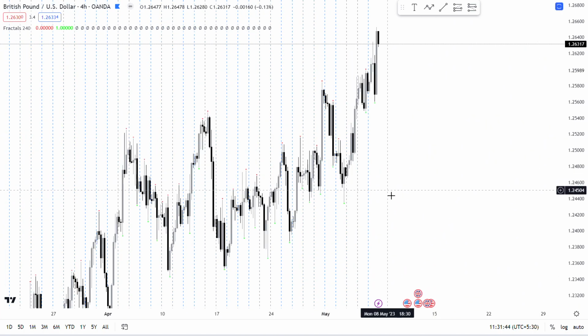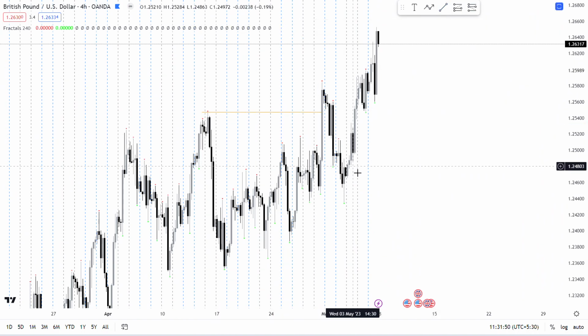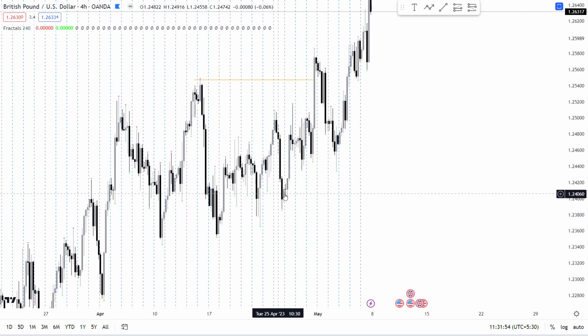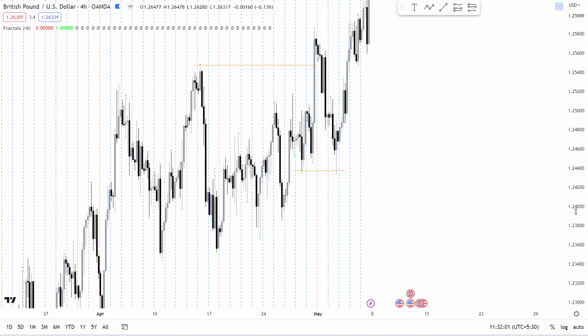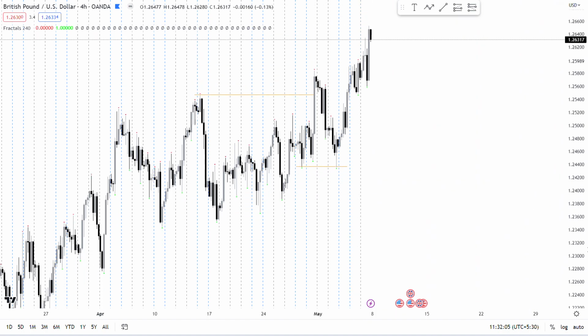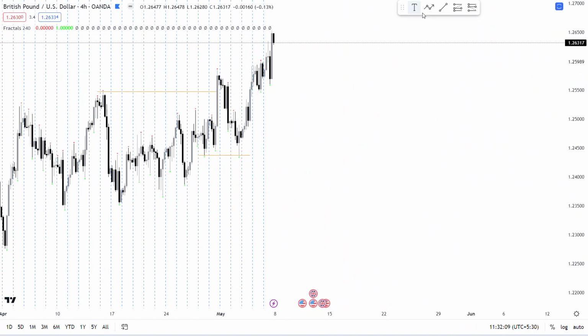I always, before coming to the day, identify the liquidities. This is one liquidity point, and this is one liquidity point. This is one simple liquidity. They are simple concepts, right?